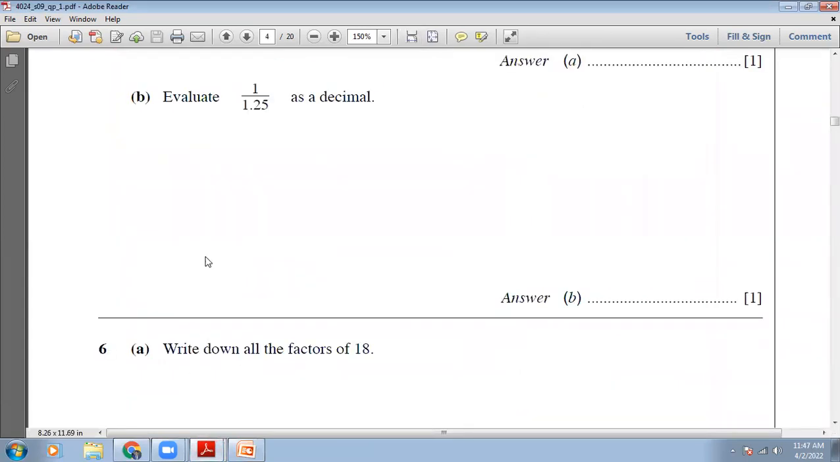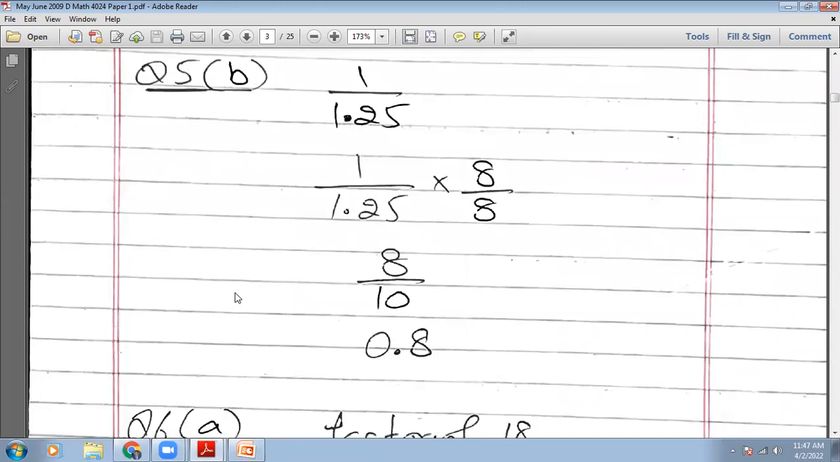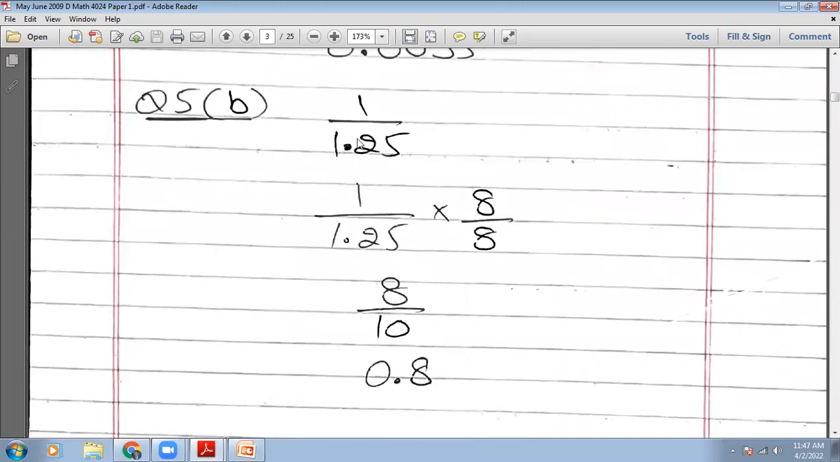He says evaluate 1 divided by 1.25 as a decimal. So very simple. So try to understand the technique I use. 1 divided by 1.25. So if I multiply downstairs with 8, it will become 10. So multiply numerator, denominator both with 8. So you will have 8 by 10. So the decimal is here because here you have 1 0. So it will move 1 step to the left. So 0.8 will be the answer. You see, with the technique you do not actually divide them.